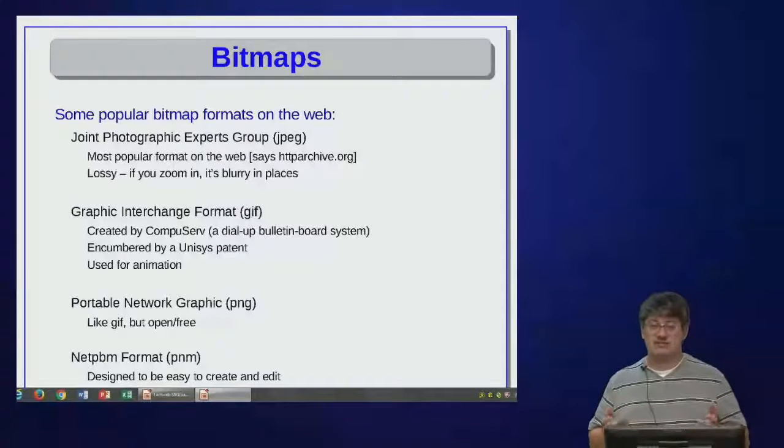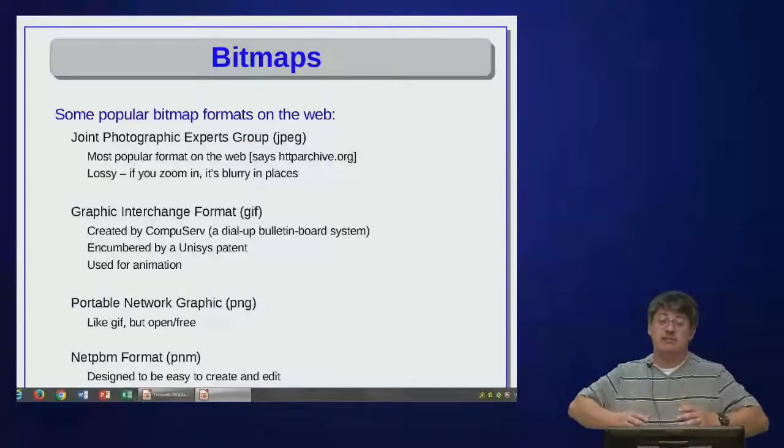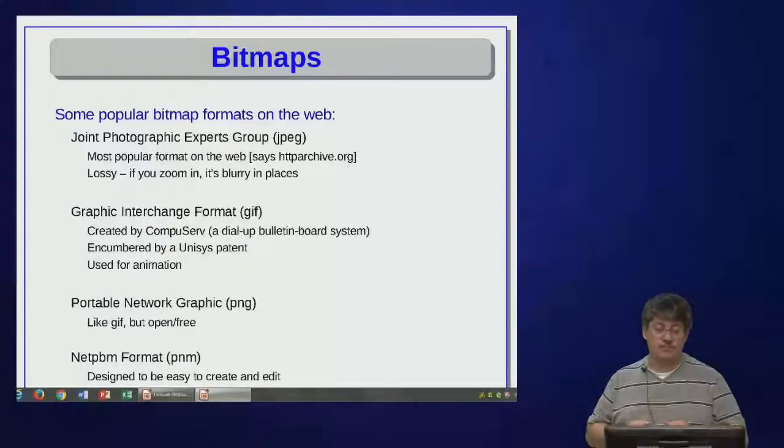The main advantage of JPEG is it has really good compression. If I take a picture and I convert it to a JPEG, the file may shrink from being a couple hundred megabytes to being 2 or 3 megabytes. That's an enormous savings of disk space and also time, because the larger a file is, the longer it takes to download over the network.